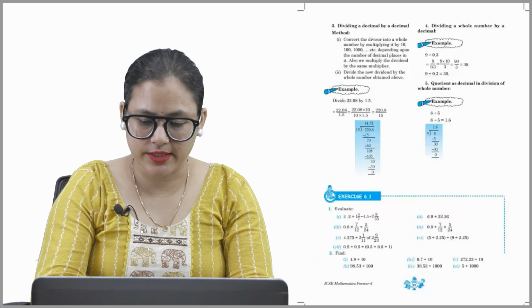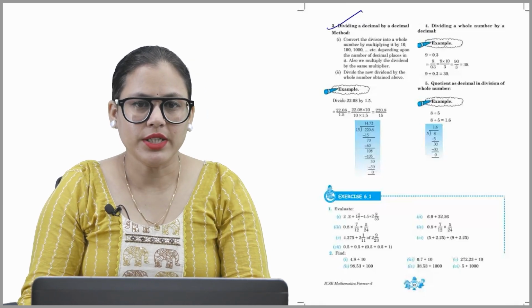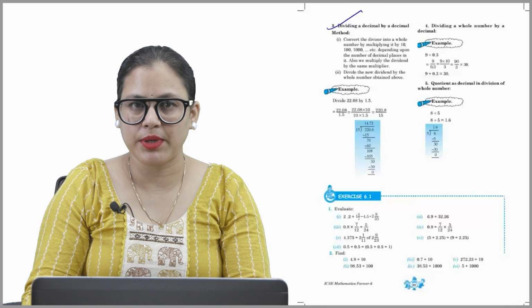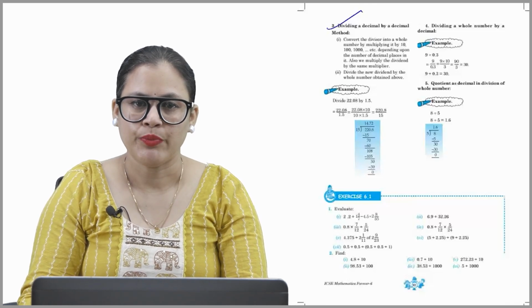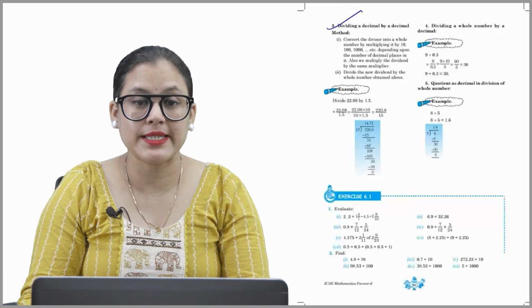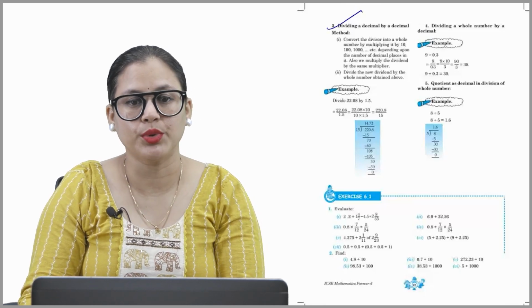Number 3, dividing a decimal by a decimal method. Number 1, convert the divisor into a whole number by multiplying it by 10, 100, 1000, etc., depending upon the number of decimal places in it. Also, we multiply the dividend by the same multiplier. Number 2, divide the new dividend by the whole number obtained above.